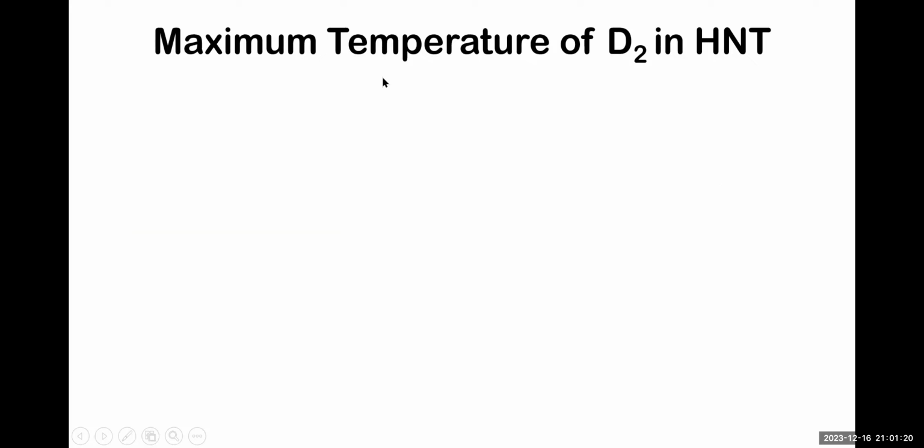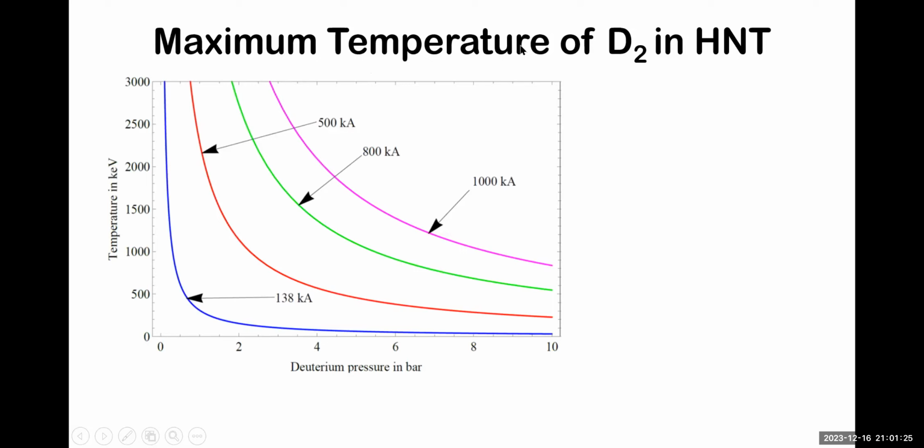So we try to, this figure indicates the maximum temperature of deuterium in the HNT calculated from that formula. Now, the first curve, which is blue here, corresponds to 138 kiloamperes. This is the current in the proof of concept experiment simulation at the end of the, when the plasma has crossed the HNT. You look at the vertical axis here, it is temperature in kilo electron volts.